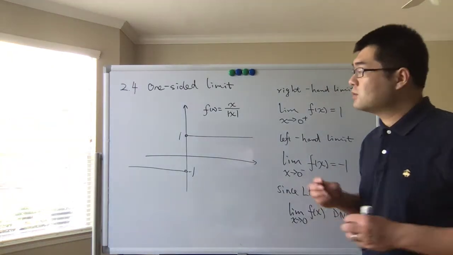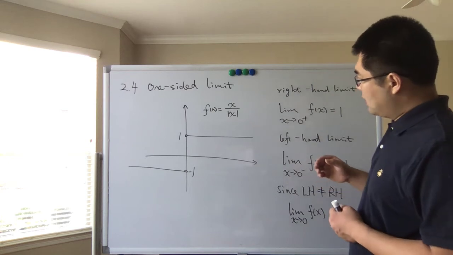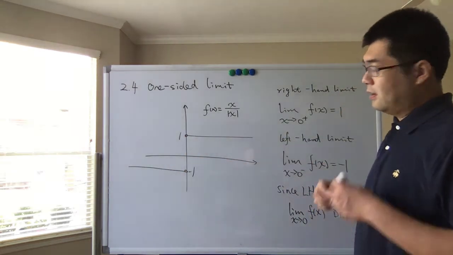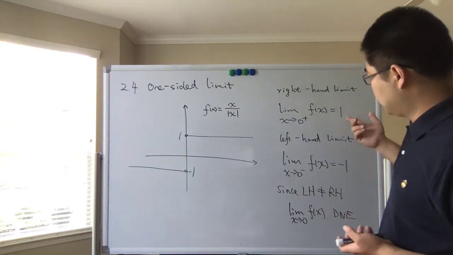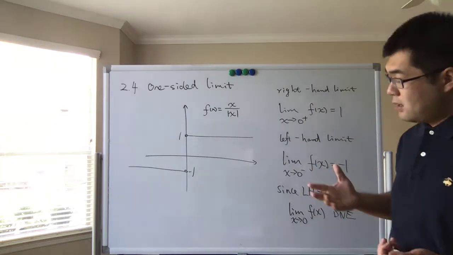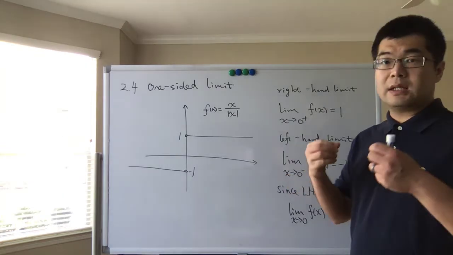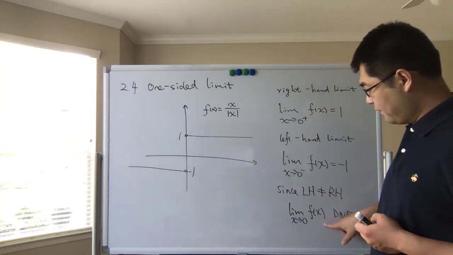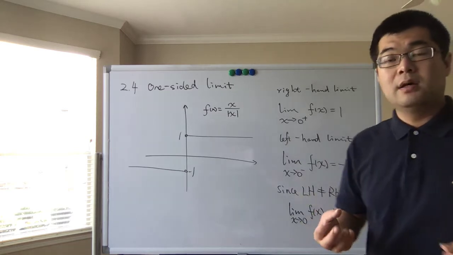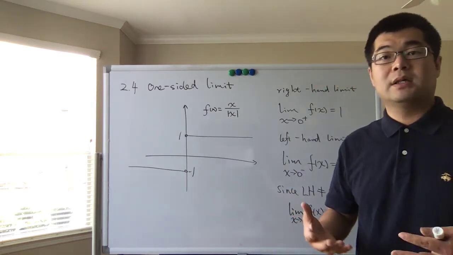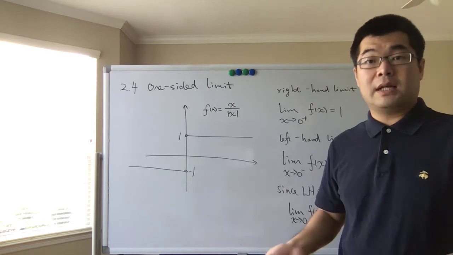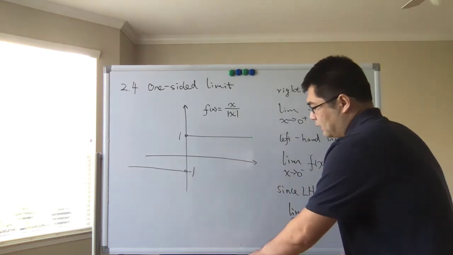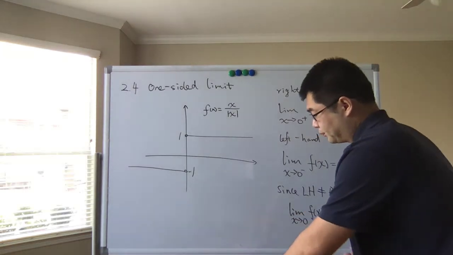Okay. As you can tell, guys, the right hand side limit and left hand side limit are different. One is 1, the other is negative 1. Then you will see that limit as x approaches 0 of f of x does not exist. Why? Because the left side limit does not agree with the right side limit. Okay, so yeah, we're going to give you a theorem right now.